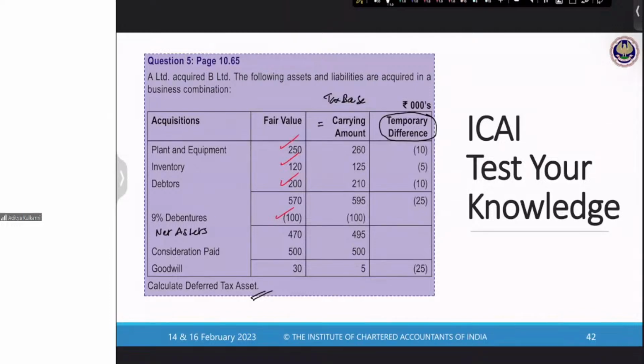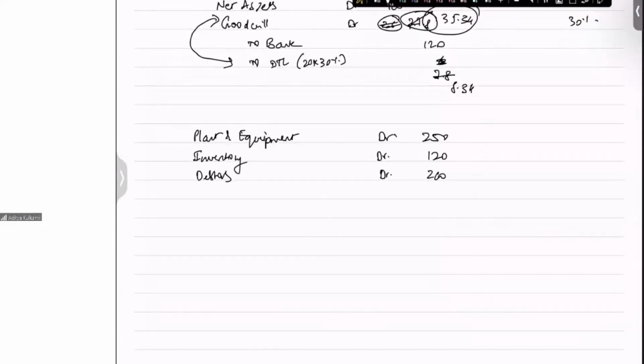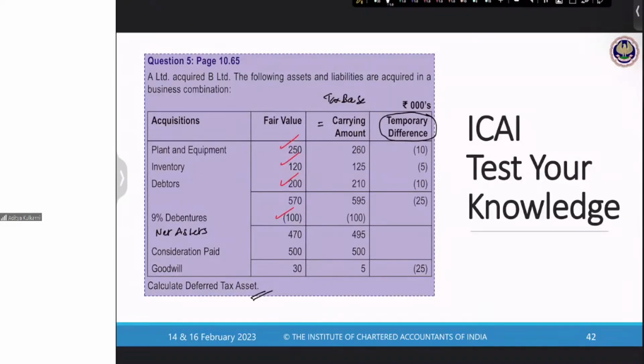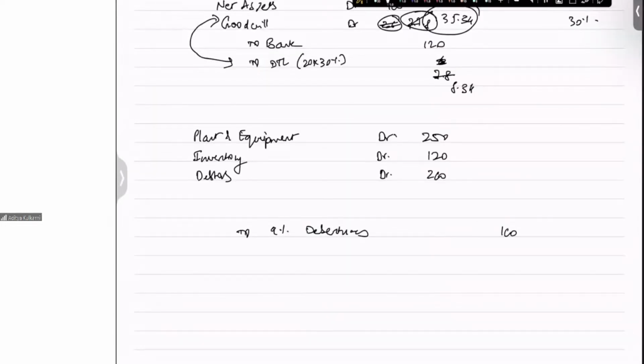Debtors debit 200. Leave about 2-3 lines to 9% debentures. This is going to be 100. To bank 500. Now, that is the only assumption you can make, Kaushiki. Otherwise, I cannot record this. I cannot solve this problem.